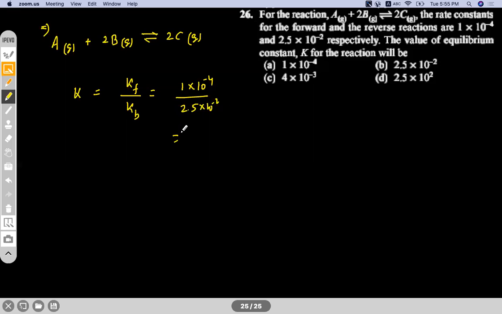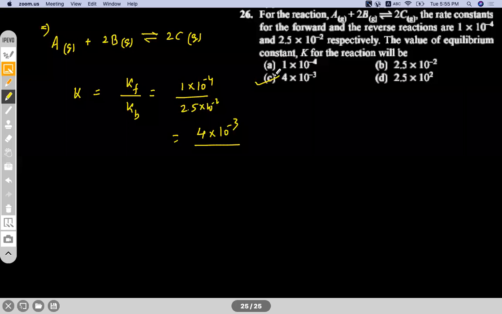Right? So it is minus 2, then it is minus 1, then we have 4 into 10 to the power minus 3 over here. Option C is correct. Okay? This is the answer. So you'll get this kind of questions in this chapter. Let's discuss some more concepts here. I guess you don't have any doubt in these kind of questions.